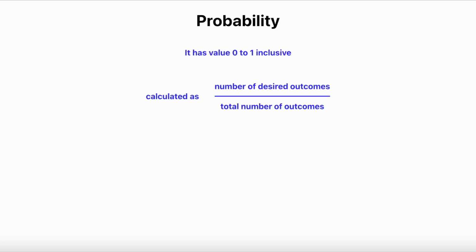Probability. It says how likely an event can occur. It has a value between 0 and 1 inclusive. The larger the probability, the more likely an event will occur. It is calculated by dividing the desired number of outcomes by the total number of outcomes.